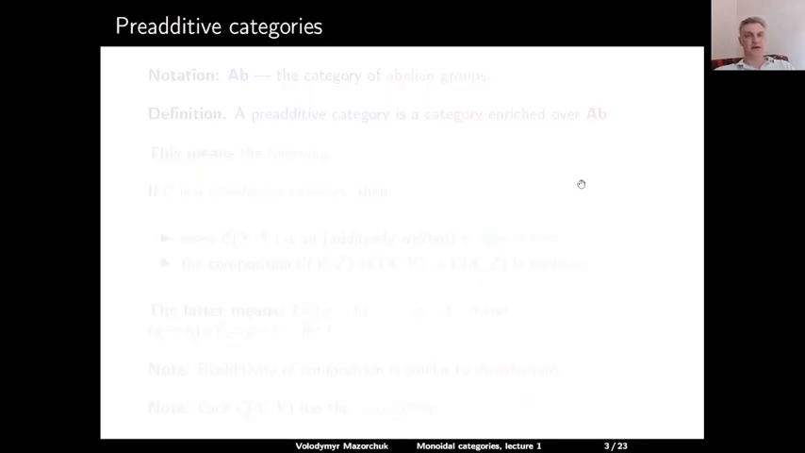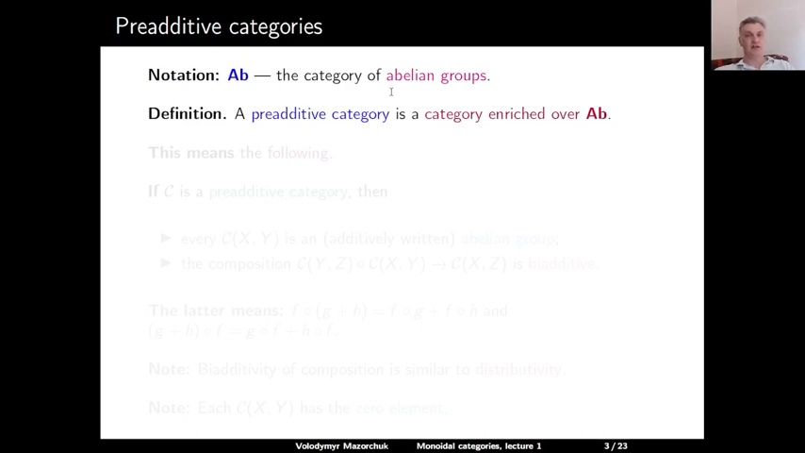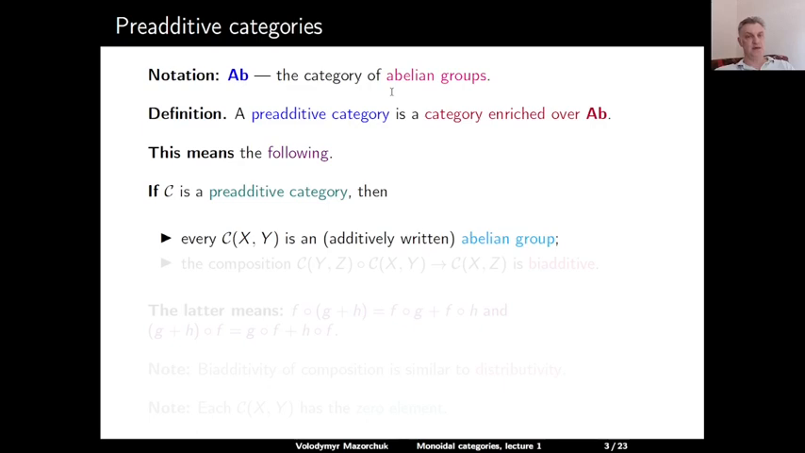Let us start our recap with the notion of a preadditive category. We denote by Ab with capital A the category of all abelian groups. Definition: a preadditive category is a category which is enriched over Ab. This means the following. If C is a preadditive category, then any Hom space in C is an additively written abelian group. Furthermore, the composition in C is a biadditive map.